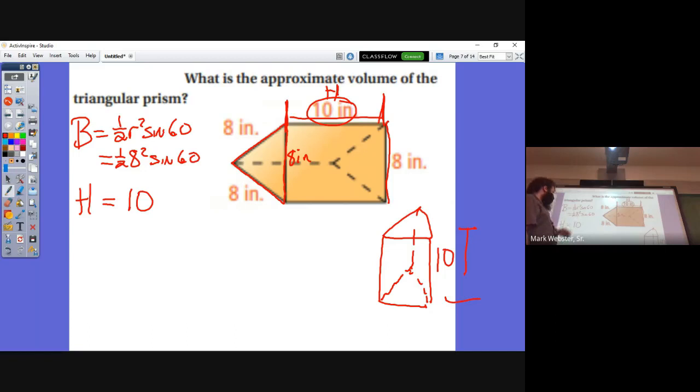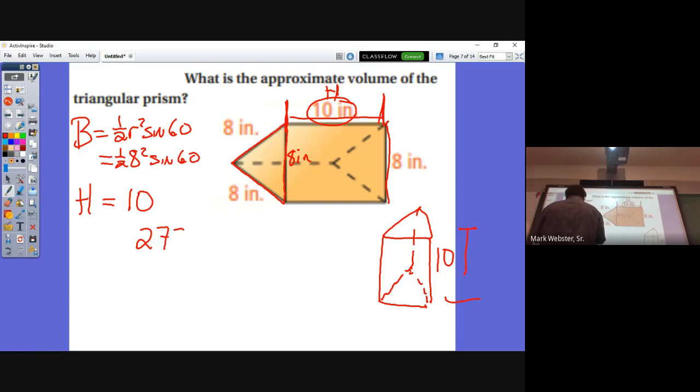But either way, we've got our base, we've got our height. We're not going to try and do that out. We're going to put that in the calculator. So 1/2 of 8 squared times the sine of 60. That's our base, and then times 10. Don't forget to make sure your parentheses are in the right place.